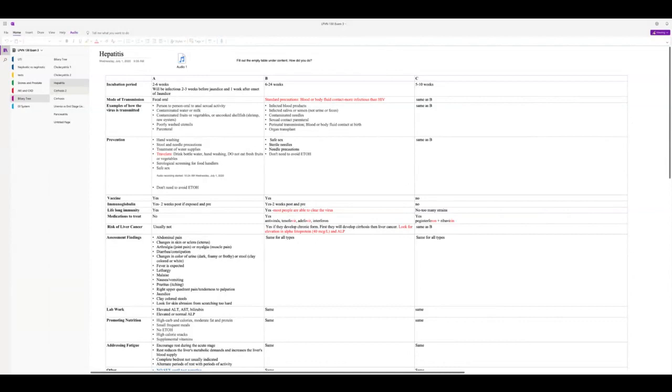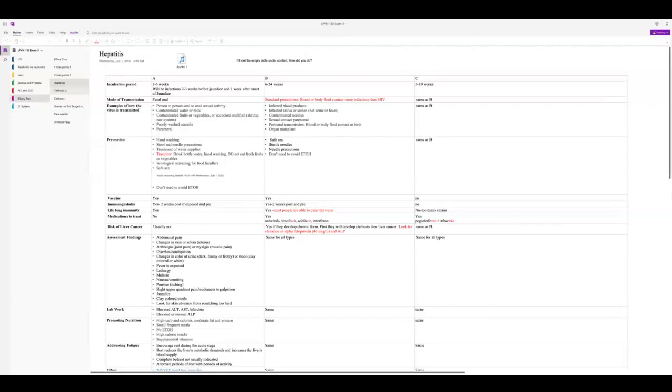So you need to tell them to drink bottled water, not eat fresh fruits and vegetables, not eat raw shellfish, and to use good hand washing. Practice safe sex. Everybody should be practicing safe sex to prevent hepatitis A, B, or C.